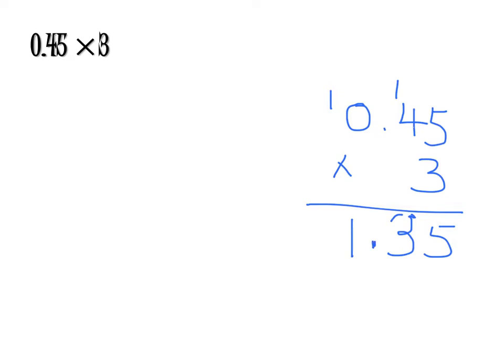Another way of thinking about it is, again, my decimal points must align. Just like addition and subtraction, my decimal points must align. So 0.45 times 3 is equal to 1.35. Okay, so that's manageable, I guess. Okay, so let's look at something a little bit more challenging now. 15.45 times 4. So again, let's work it out.